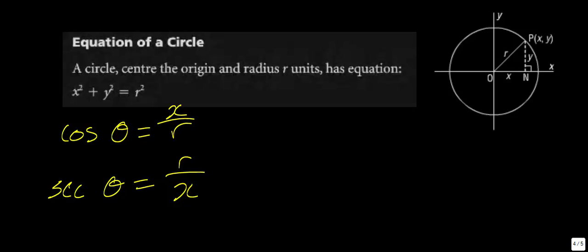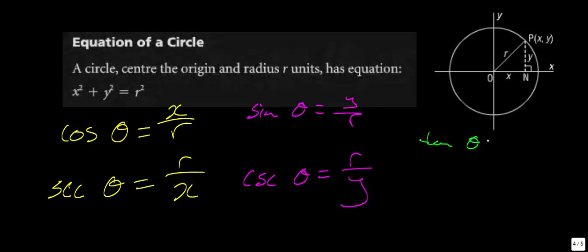Next let's deal with sine of theta. Sine of theta is going to be equal to y over r, and that would make sense that cosecant of theta is equal to r over y. And then lastly we'll do tangent of theta, and tangent of theta is y over x, and that would make sense that cotangent of theta is x over y.